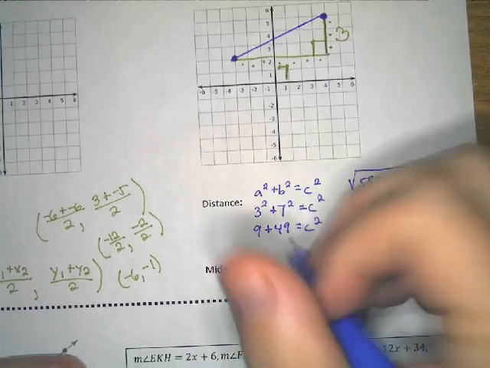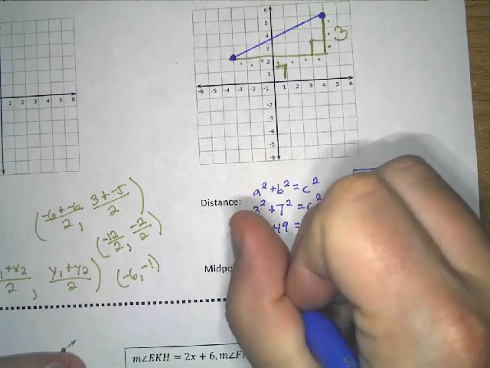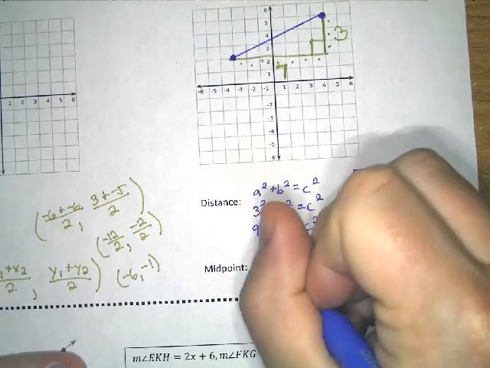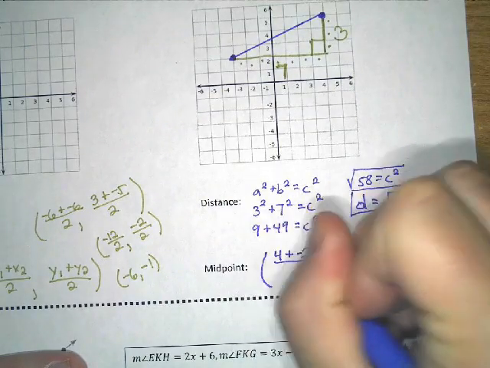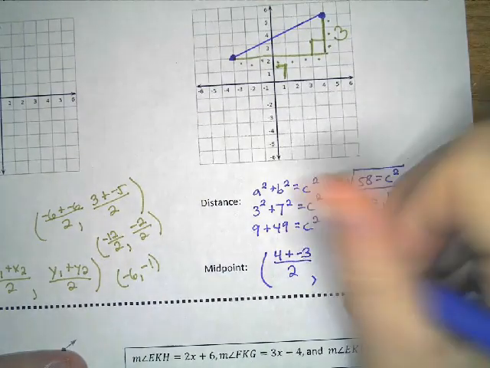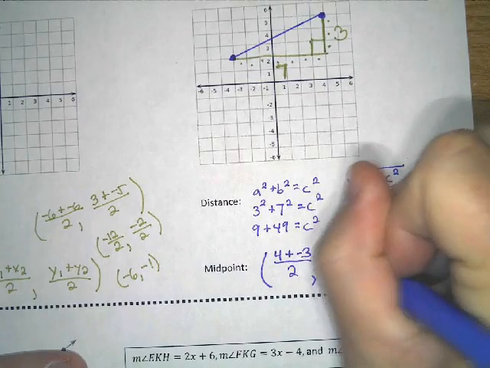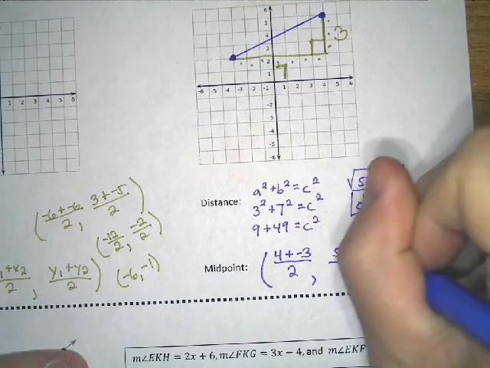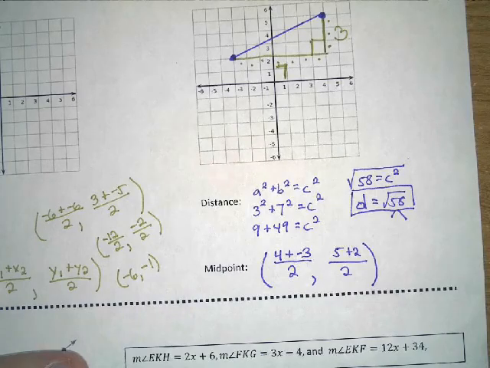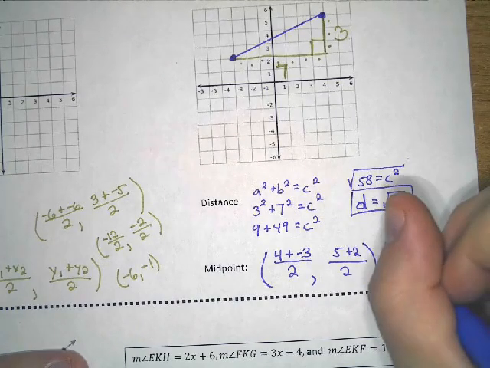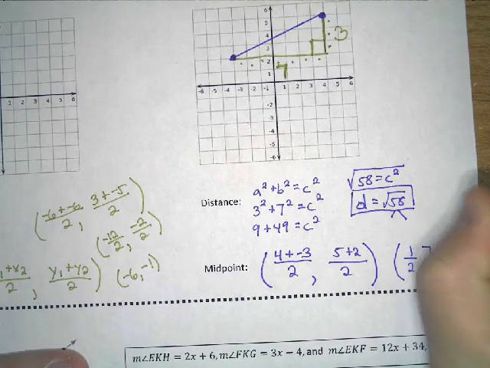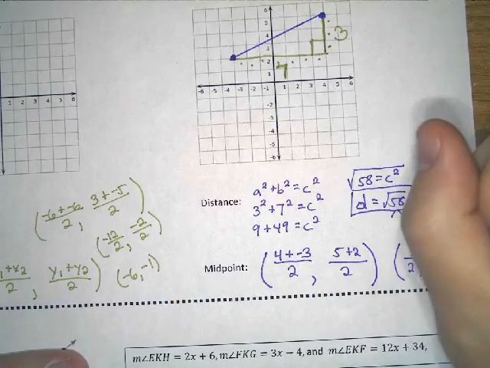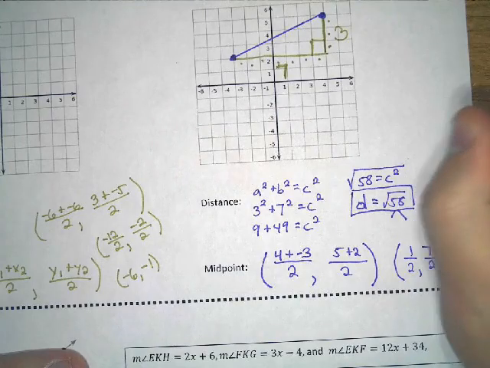Midpoint. Average the x's and average the y's. We end up with 1 over 2 and 7 over 2, which is 0.5 and 3.5.